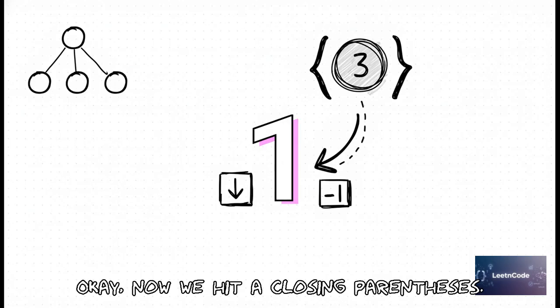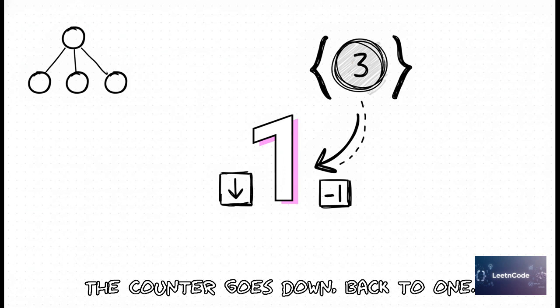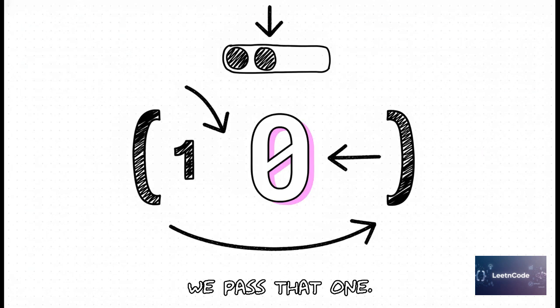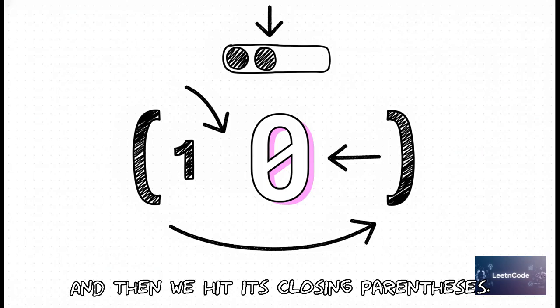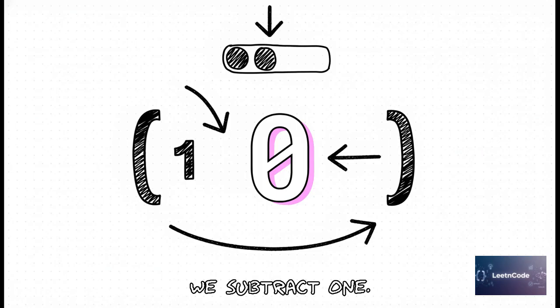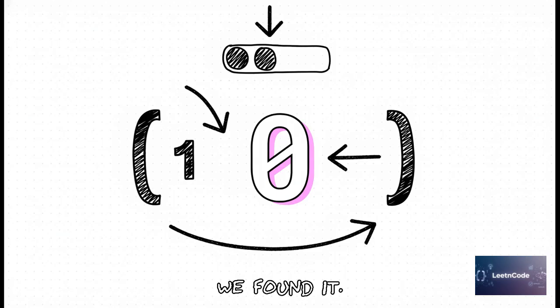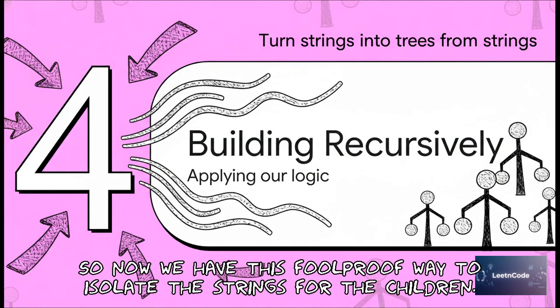Okay, now we hit a closing parenthesis. The counter goes down, back to 1. We just popped back up 1 level. We keep scanning. We pass that 1, and then we hit its closing parenthesis. Our counter was at 1, we subtract 1, and bam, we're back to 0. That's our signal. That's the end of the entire substring for the left child. We found it.